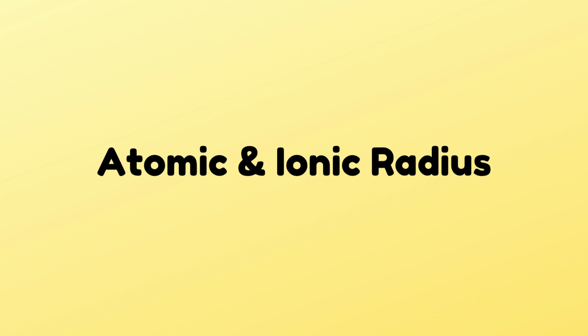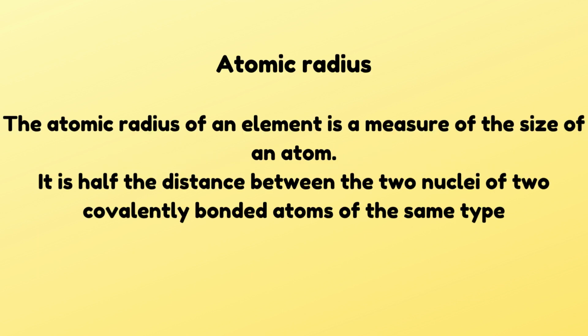The next subtopic is atomic and ionic radius. The atomic radius of an element is a measure of the size of an atom. It is half the distance between the two nuclei of two covalently bonded atoms of the same type. So when there are two covalently bonded atoms of the same type, you take the distance from one nucleus to the other nucleus, and the radius is half of that.